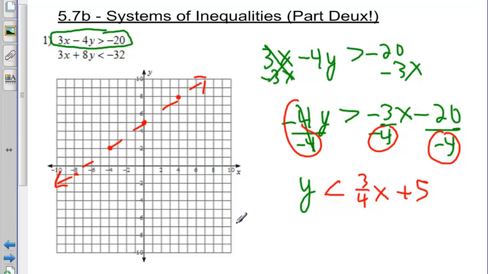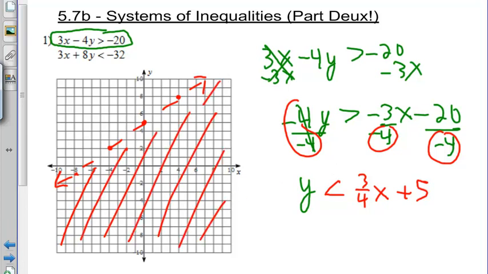So we've got y is less than, so you're going to shade this. Let's do this with a red colored pencil. It's my colored pencil today. And then we'll use a blue colored pencil for this guy. So we've got this one.